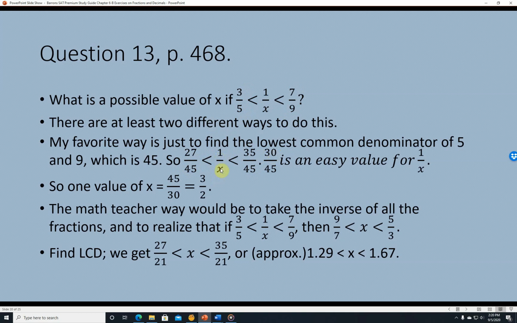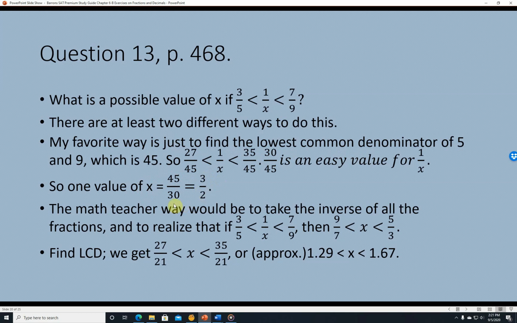We know that 1 over x has to be equal to something over 45. Whenever I do this problem, I just pick 30 over 45 because it's really easy. So then one value of x would just be 45 over 30. We just flip it, and that's 3/2. That's easy to grid in, no problems.